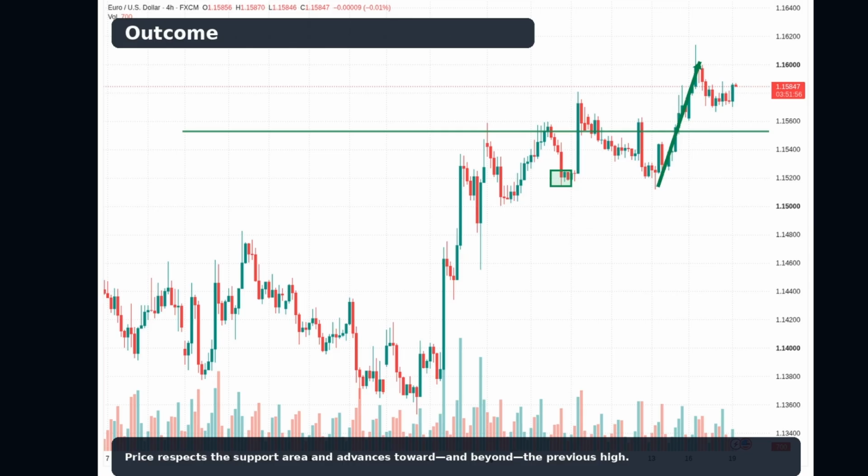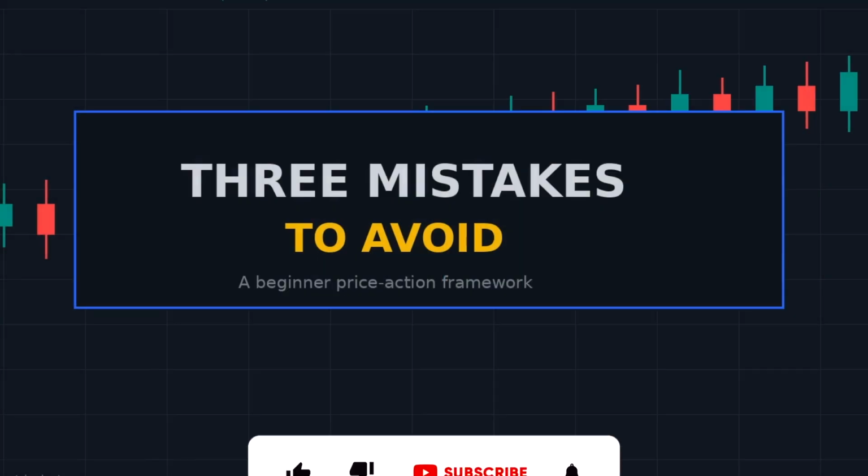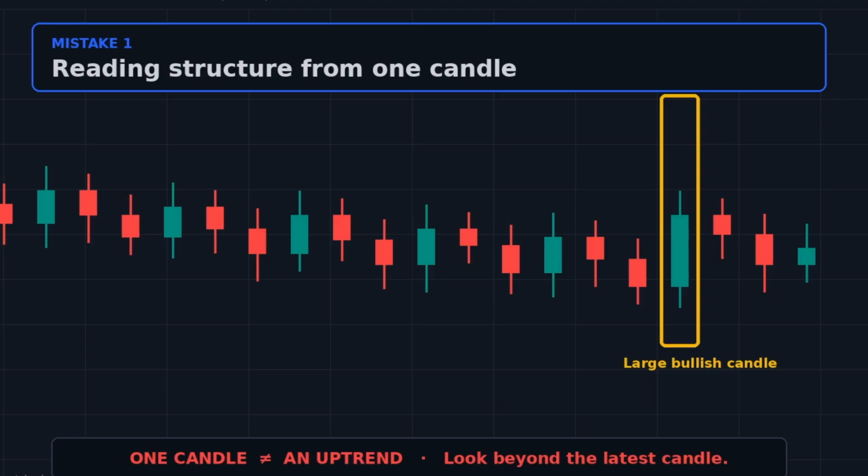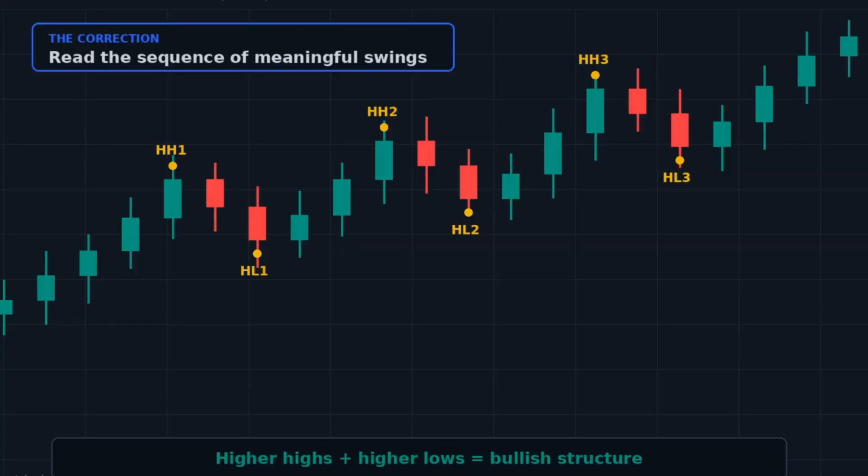Here are 3 mistakes beginners make when using this framework. Mistake number 1 is identifying structure from only the most recent candle. One large bullish candle does not automatically create an uptrend. Look at the sequence of meaningful swing highs and swing lows.